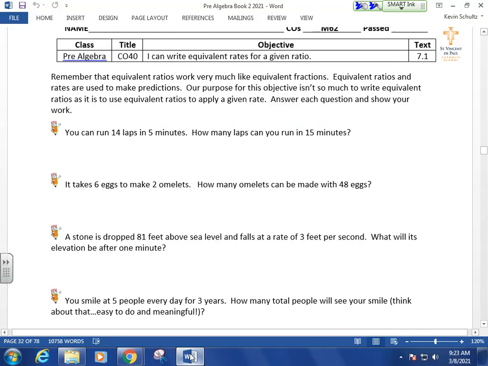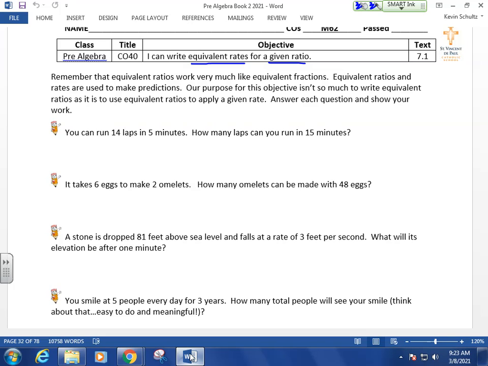Good day, pre-algebra. We are tackling CO40 today, which is using equivalent rates to give us information to answer a question about a given ratio. Very, very similar to what you did in CO37, and those ratio worksheets that we worked on also really kind of falls in line with that. So there's really no explanation here other than just more practice, right? I felt like more practice with the equivalent rates, including both unit rate and ratios, would be helpful for us.